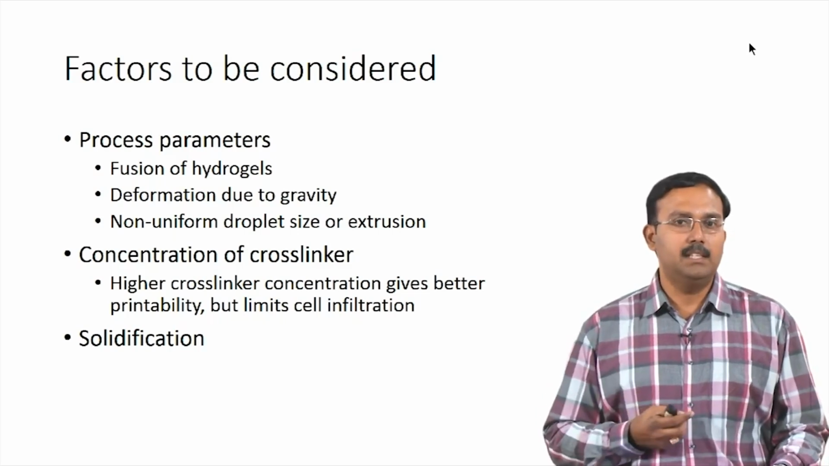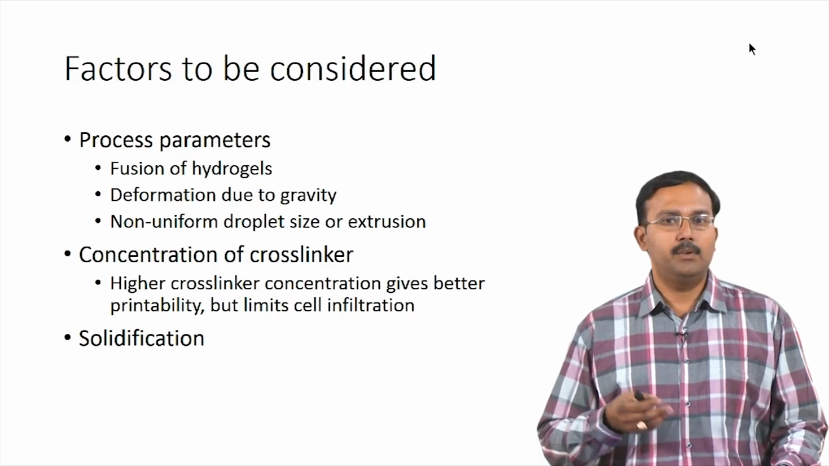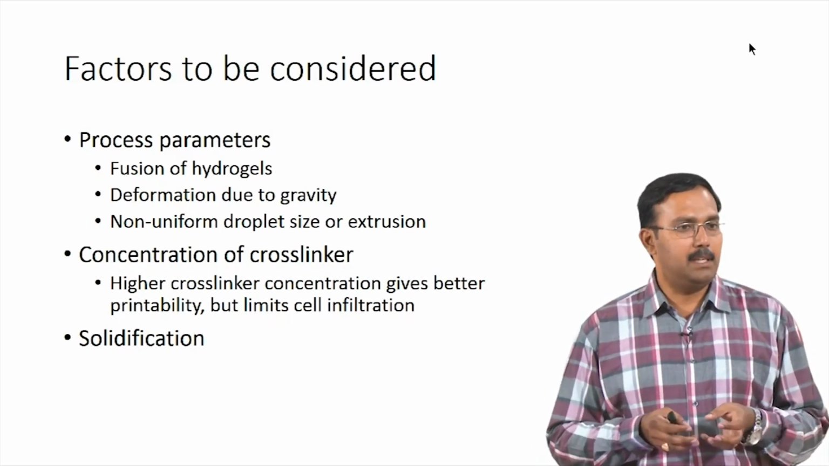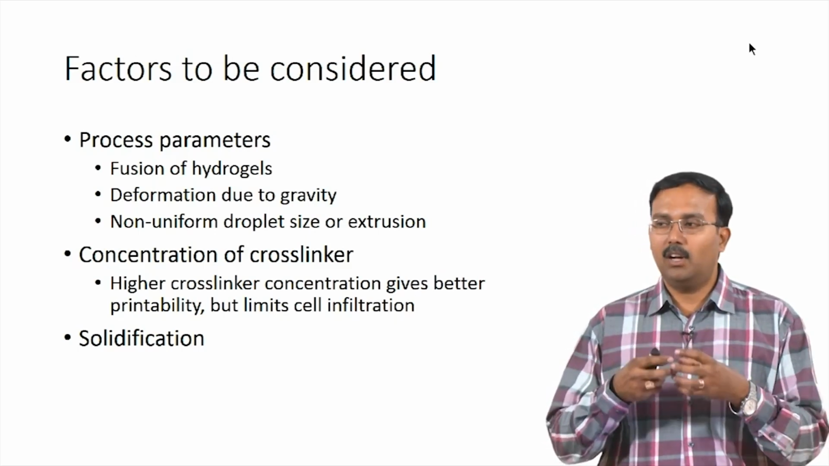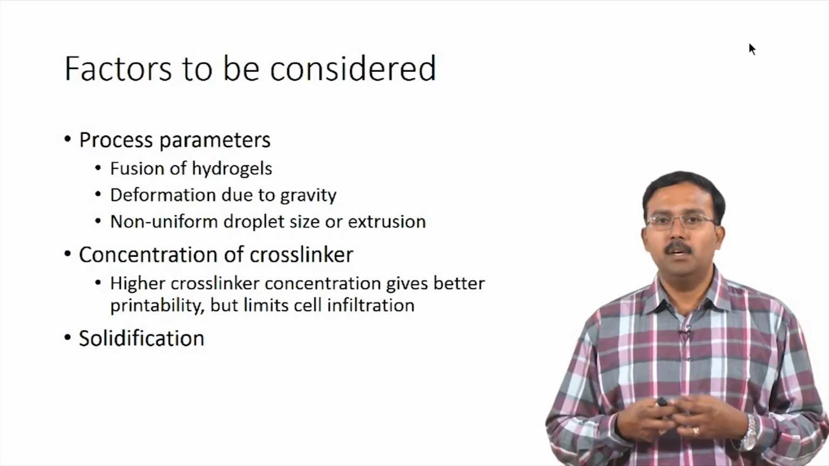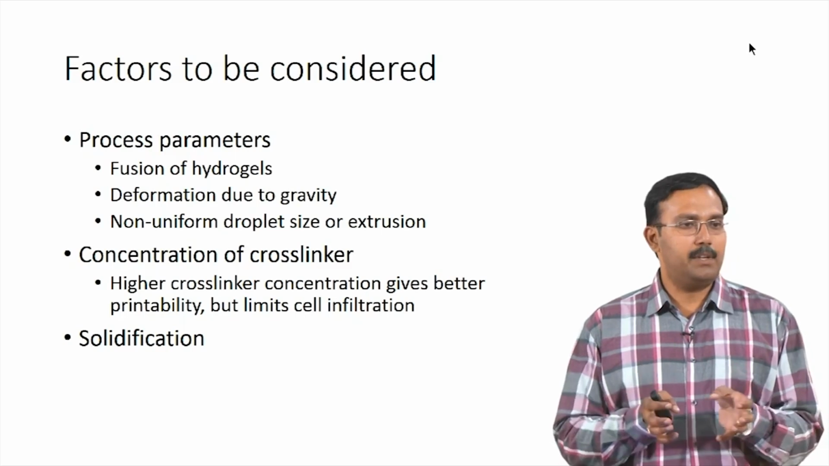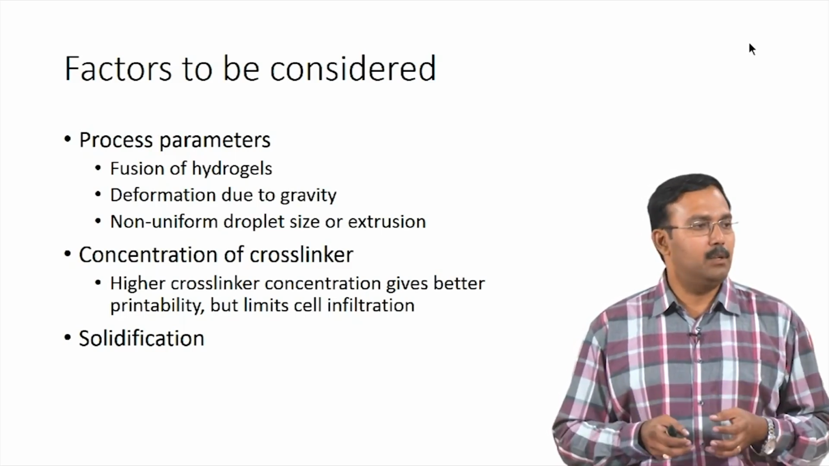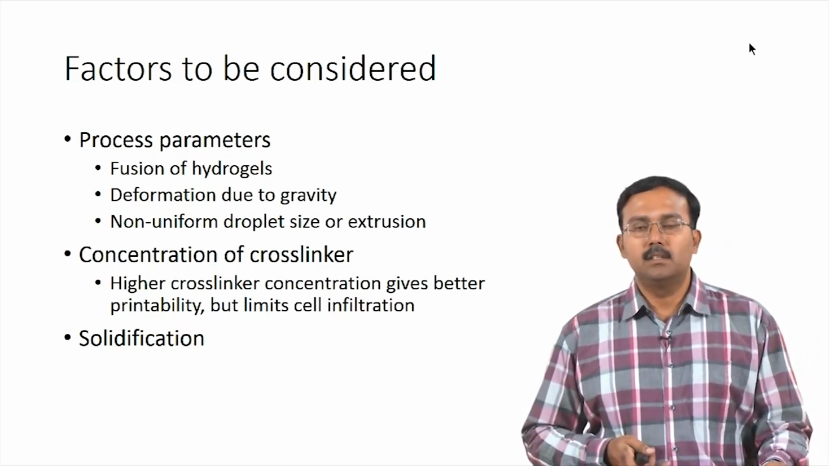For example, gelation will depend on the concentration of crosslinking. If you have a high crosslinker concentration, you will have better printability because it will form very strong structures after printing, but it will limit cell infiltration. Another thing is the final solidification of the construct after it is printed. So, all these factors have to be looked at while you are printing a 3D structure.